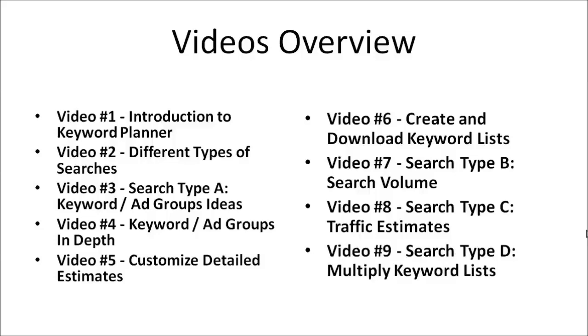And of course, last but not least, we're going to cover in video number 9, search type D, which is the 4th search, is multiplying keyword lists. And what this allows you to do is really expand on different keyword ideas. So you could take just a couple ideas and expand it further and figure out what is the actual data? How many people are actually searching? What are advertisers paying for these specific keywords and more?